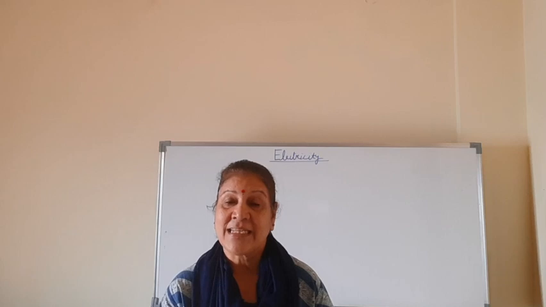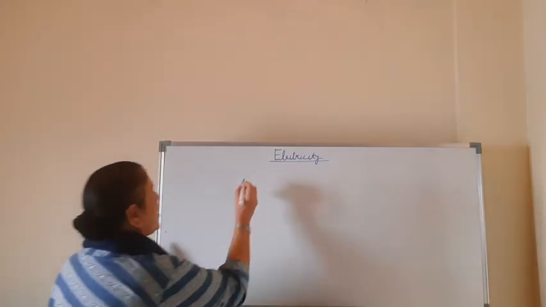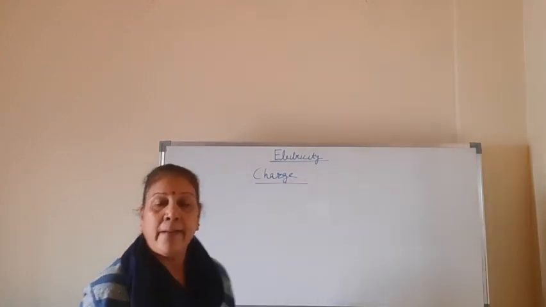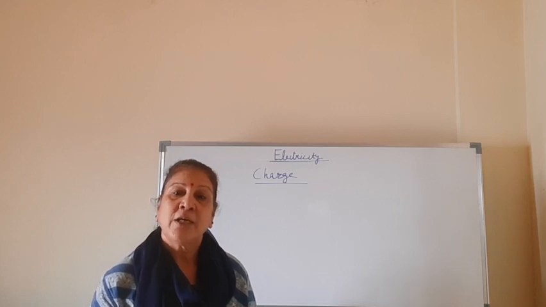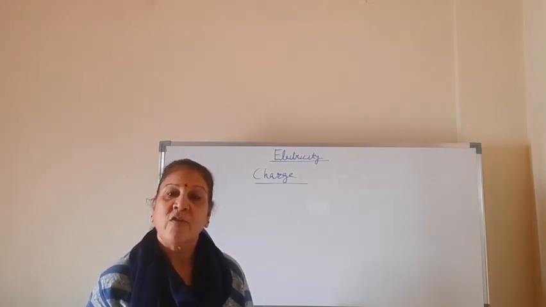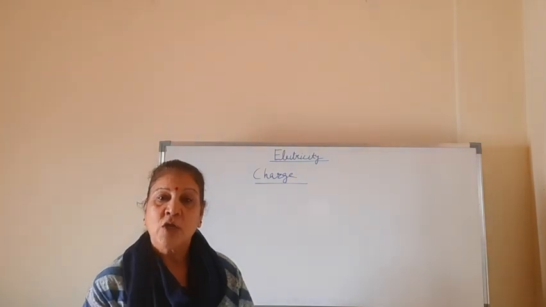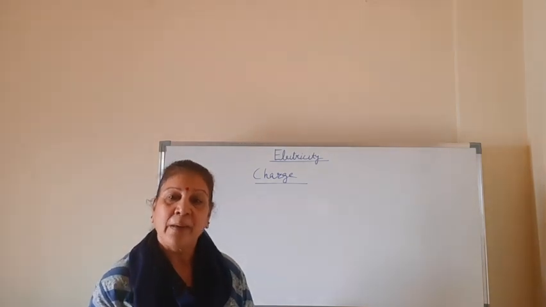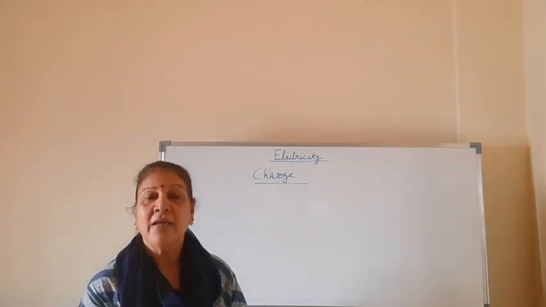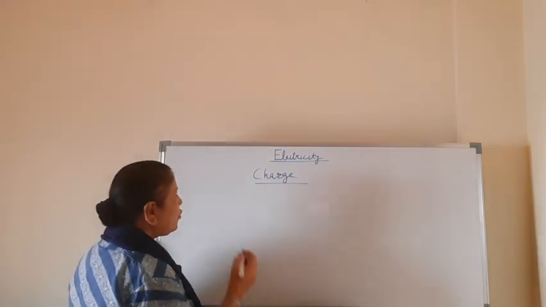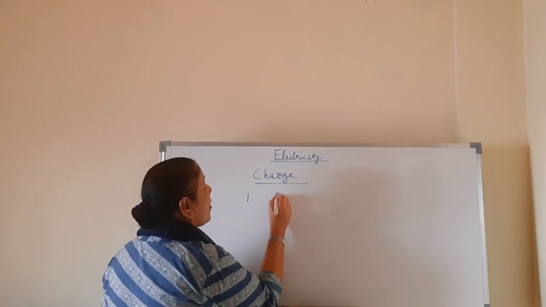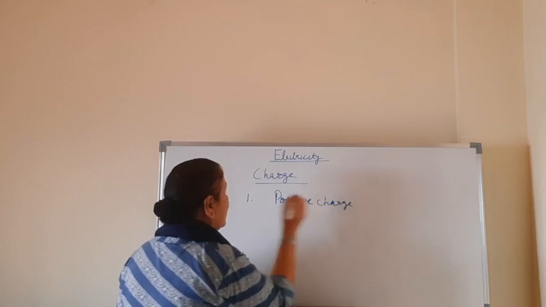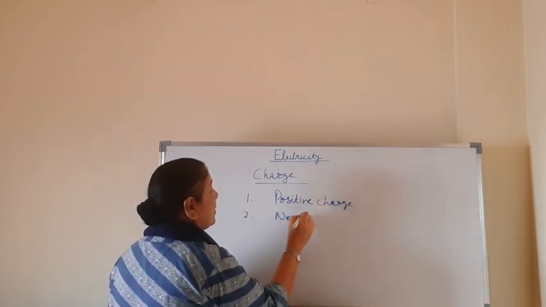So what exactly is charge? It's a basic physical property of matter which causes it to be affected by electric and magnetic fields. We have mainly two types of charges. One is positive charge, and the second is negative charge.